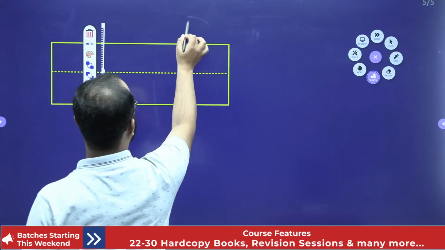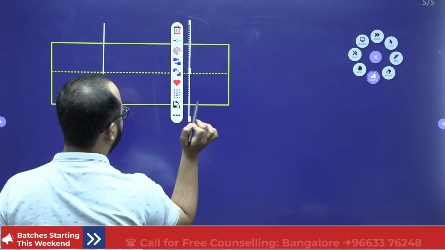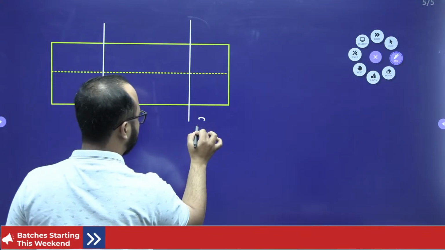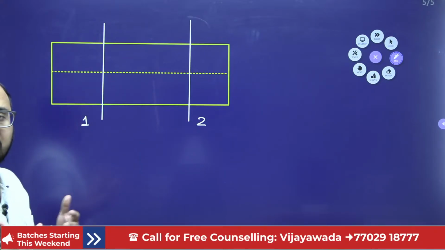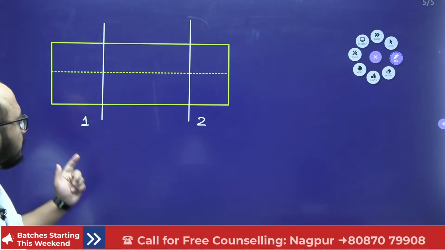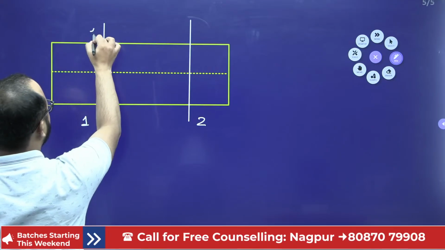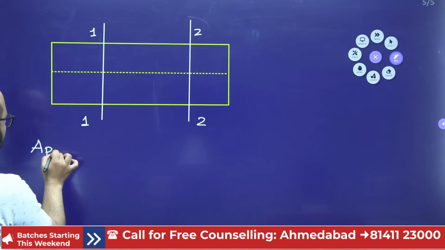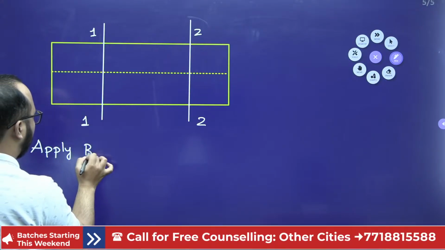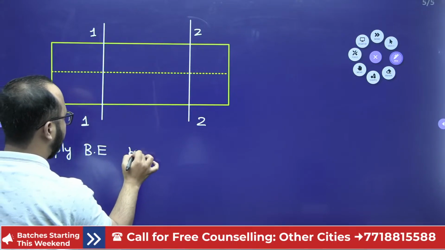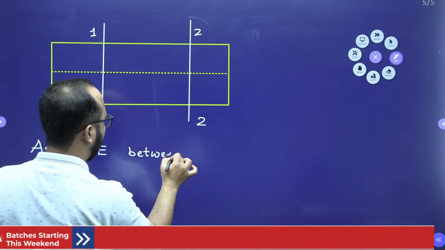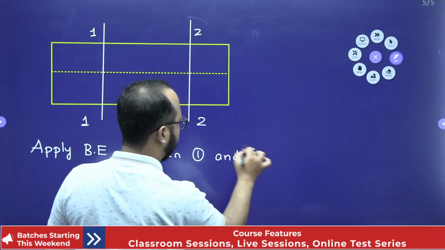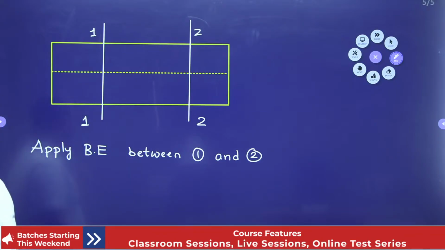Okay, so this is section 1, and let's suppose this is section 2. Now what I will do here is apply Bernoulli's equation between section 1 and 2. Between 1 and 2 I will apply Bernoulli's equation.